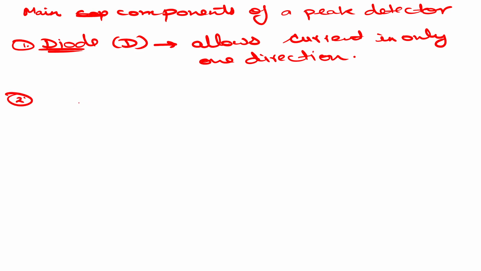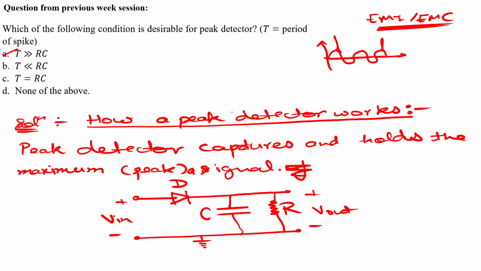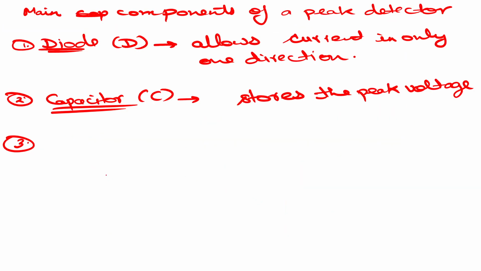Then there is a capacitor, which we have denoted as C. What the capacitor does is store the peak voltage. The third component is a resistor. You can see some circuit diagrams where this resistor is not present. What this resistor does is provide the discharge path.